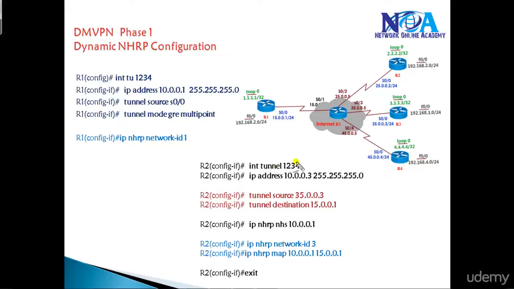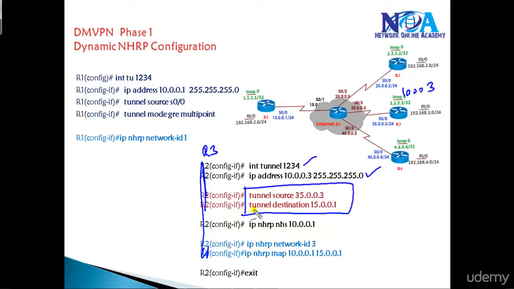But on the spokes, let's say on router 3, this is the router 3 configuration here. On router 3 or router 2, whatever the spoke router, we need to create a tunnel interface and assign an IP address. I'm using 10.0.0.3 here, and we are going to define tunnel source and tunnel destination. Almost the same commands will be on router 2 and router 4, where the tunnel source is 35.0.0.3 and the tunnel destination is 15.0.0.1. As we are using phase 1, it will be point-to-point configuration on the spokes.